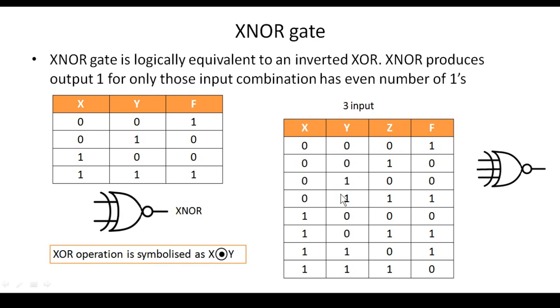Next is the XNOR gate. It is just the opposite of the XOR gate. The XNOR gate is logically equivalent to the inverted XOR. XNOR produces output 1 for only those input combinations that have an even number of ones. But you don't need to worry about even numbers of ones. If you know the XOR gate, just write the XOR output and then write the inverted value. Where XOR had 1 for odd number of ones, here you are going to put 0.